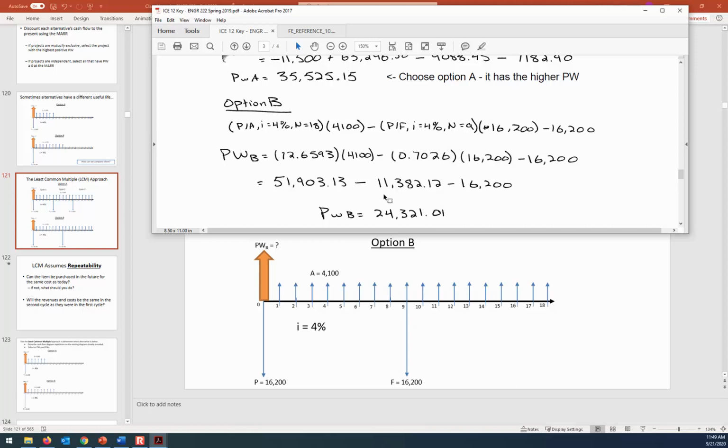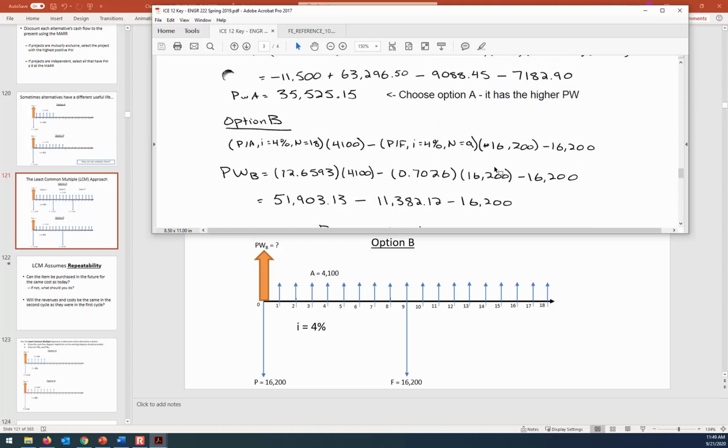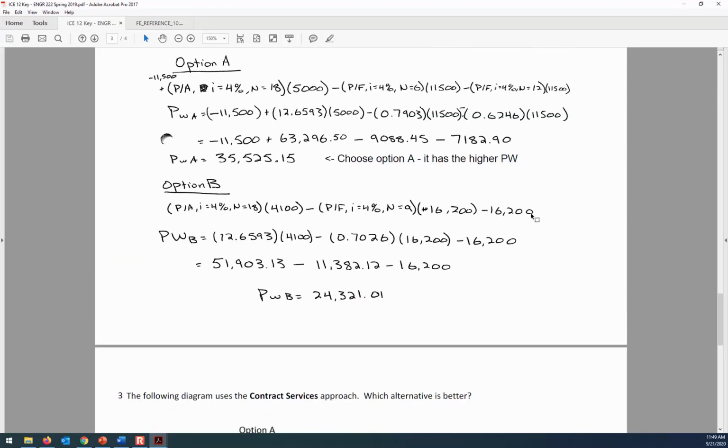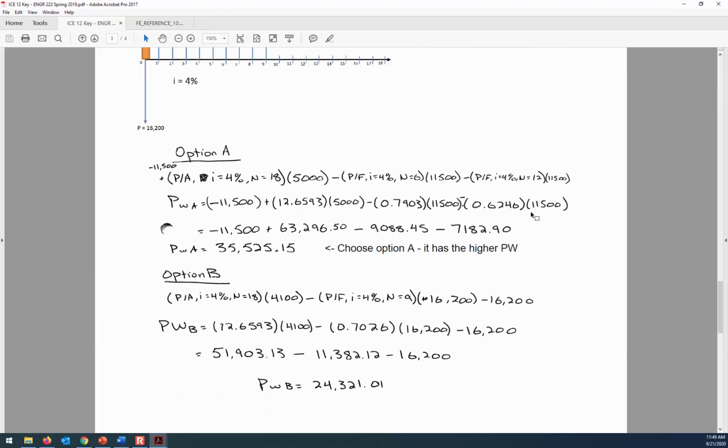So the minus sign here is where I'm accounting for the fact that it is a cost rather than a revenue. So the present worth is going to be the present worth of the revenue, 51,000, and the costs, combining it together, 24,321. And so then the decision here is option A should be selected because it has the higher present worth compared to the two alternatives.